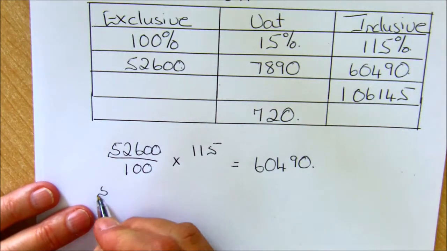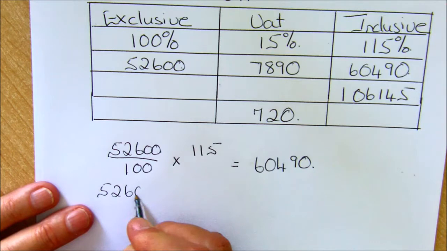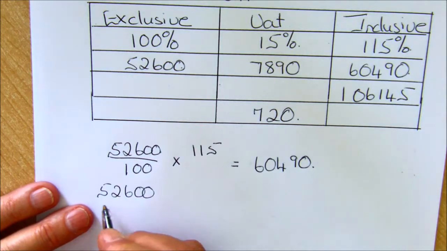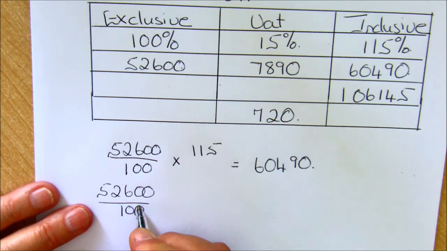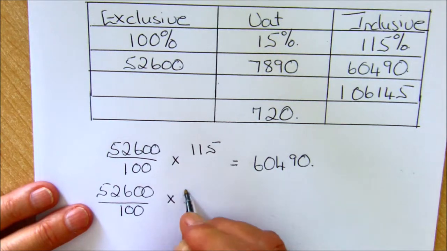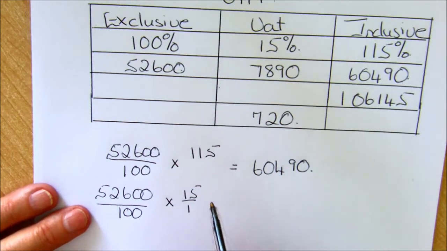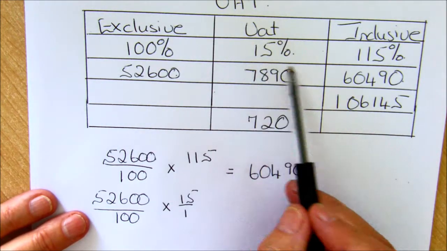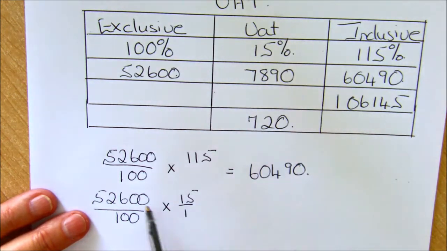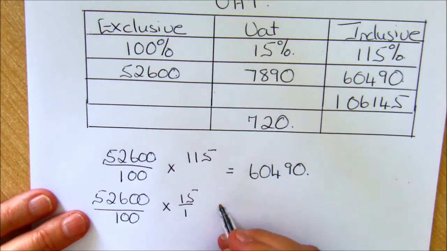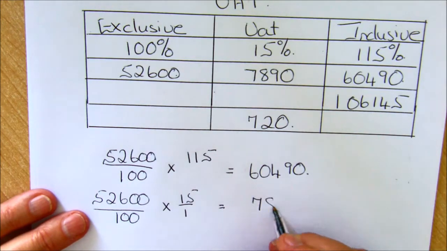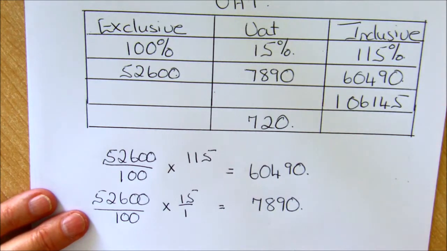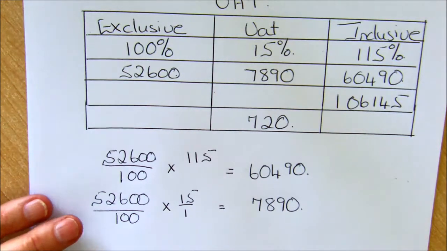If you go back to what we started, 52,600, that was the exclusive, so I'm dividing by 100. But this time I decided to rather work out the VAT amount. So I'm timesing by 15, because VAT is 15. So 52,600 divided by 100 times by 15 on a calculator will give you the same figure of 7890. Right, now let's carry on.